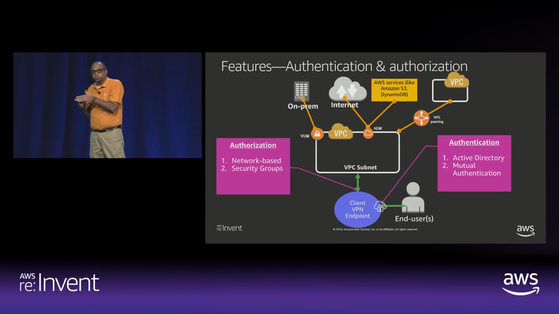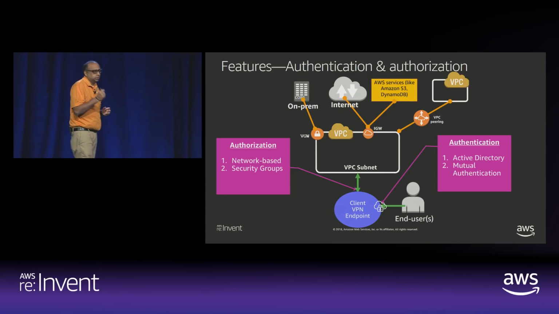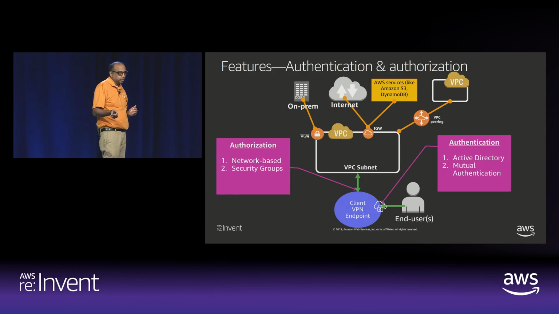For authorization, we have two types of authorization capabilities. The first one is network-based authorization. The way network-based authorization works is you configure, for a given network, which group of users have access to that network. Let me pick an example. In this case, you have this VPC.